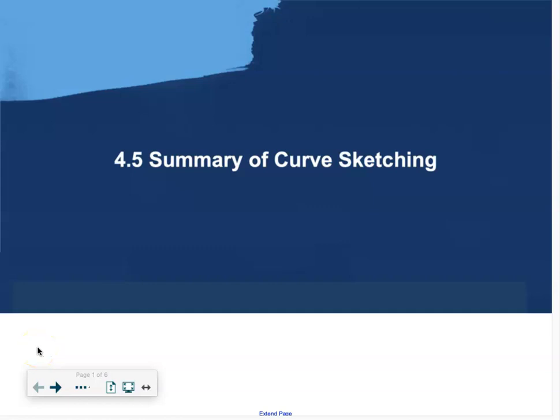Everyone. So today we're doing a summary of curve sketching. I'm going to walk you through some examples so that you can know enough to be able to do these problems and do them well. So this is section 4.5, summary of curve sketching. And let's just jump right in.